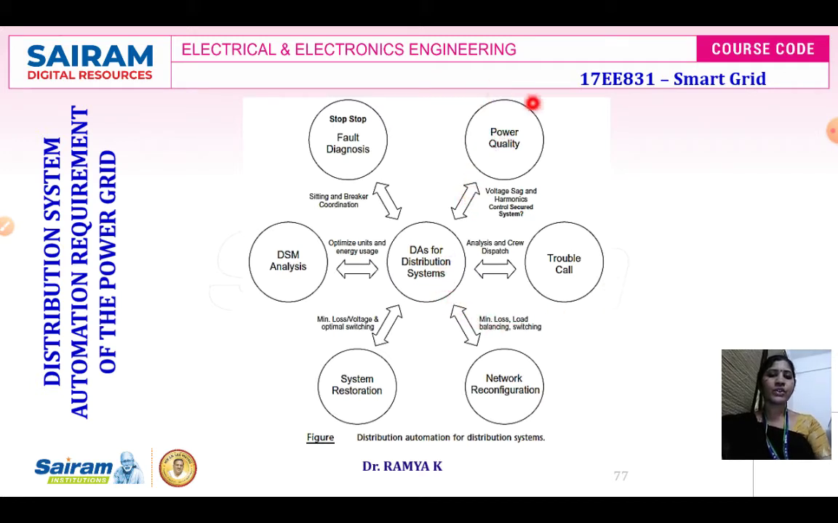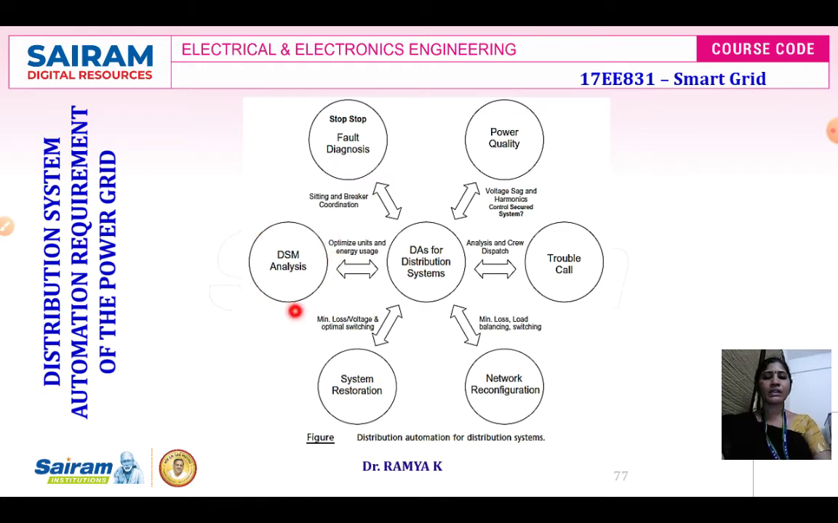So first one is going to be your power quality. The power quality in the sense unity power factor should be maintained, whether the voltage sag is available, harmonics is available, whether the reactive power is inductive reactive power or capacitive reactive power, then trouble call, then network configuration. So we should focus on the network configuration in such a way that we get minimum loss, load balancing should be proper and switching technique should be proper. System restoration, minimum loss and voltage for optimal switching is required.